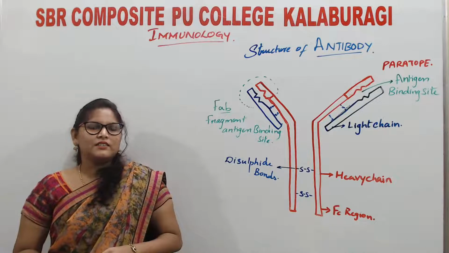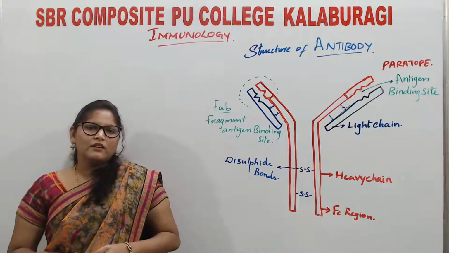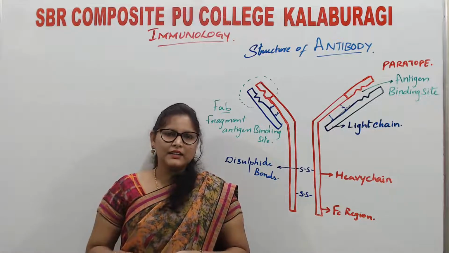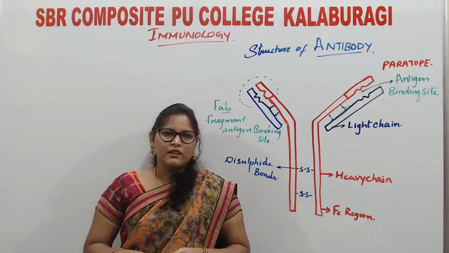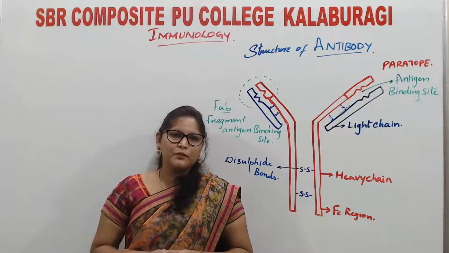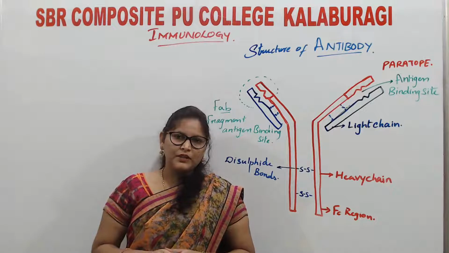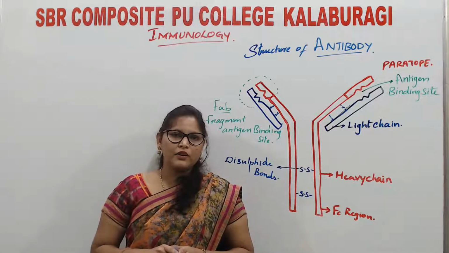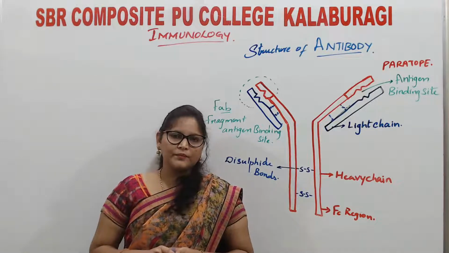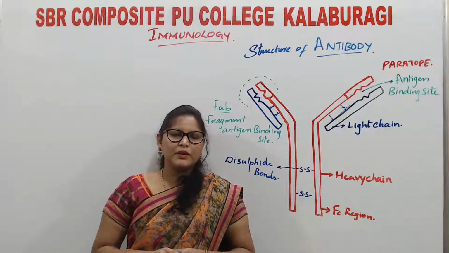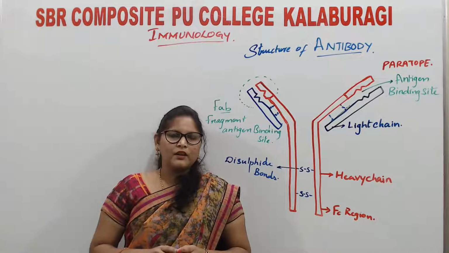In yesterday's class, we discussed the first line of defense, second line of defense, and third line of defense. We have two types of immune systems: non-specific immunity and specific immunity. Non-specific immunity is the generalized response of our immune system to the pathogen, whereas specific immunity, as the name indicates, is the specific response of our immune system to a particular pathogen.